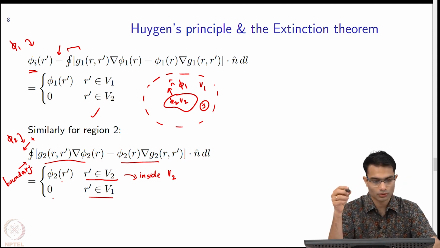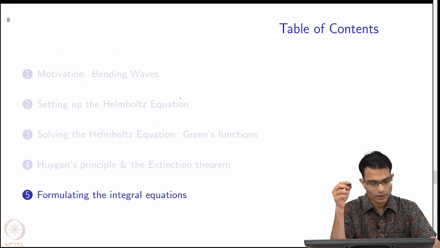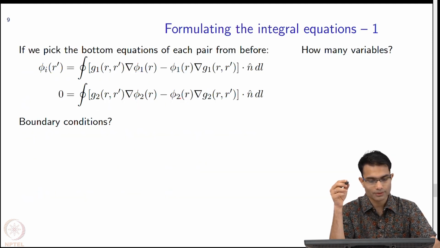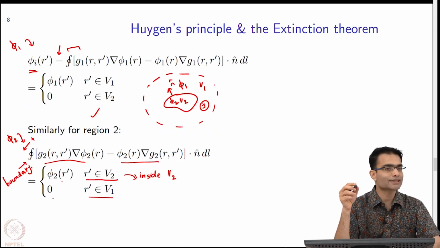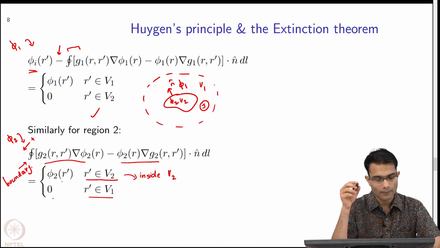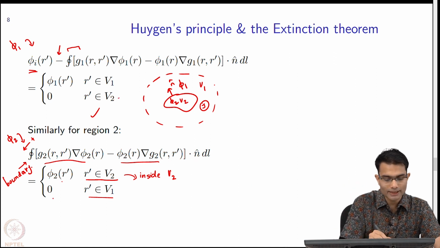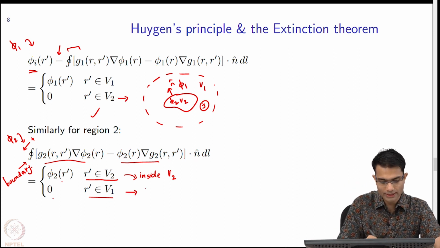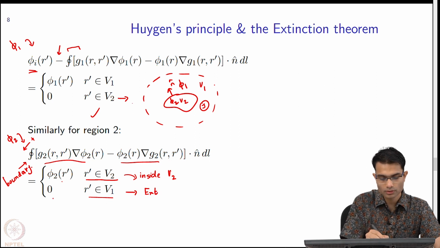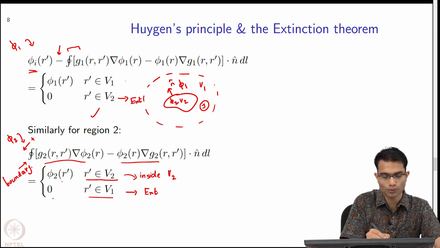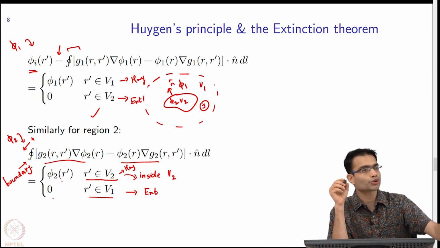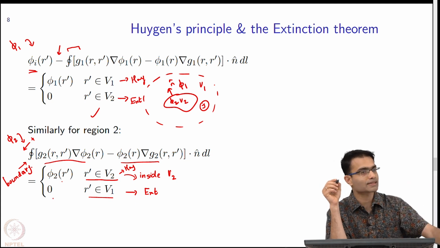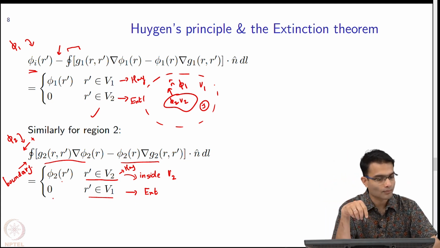Okay. So, let us formulate these integral equations. To solve these sets of equations, I am going to take these bottom equations. These were the extinction theorems, both of these were extinction theorems, and both the top ones were the Huygens theorems. Okay. So, I am going to take the bottom equation from each of these sets and just rewrite them.